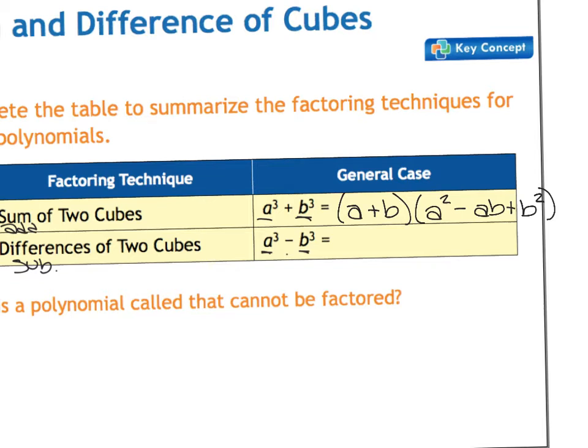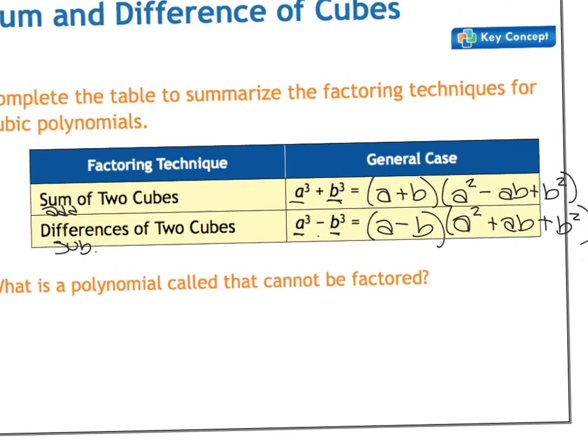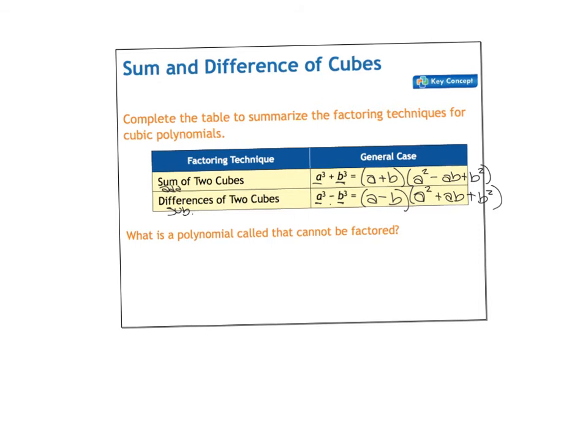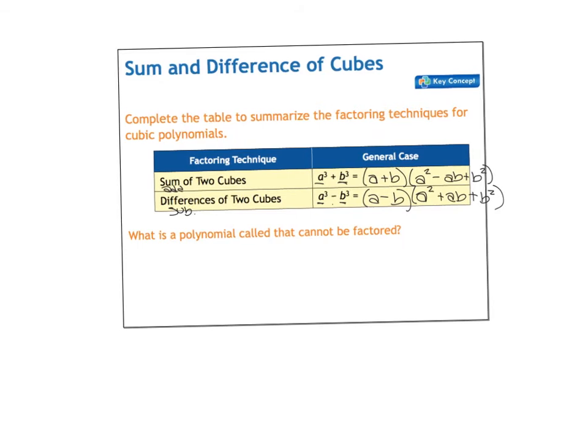Now the difference of two cubes is very similar, except here we have a minus b, and then in the second set of parentheses, we have a squared plus ab plus b squared. All right, so we're going to use these formulas. And lastly, sometimes we just won't be able to factor a polynomial. It just won't be able to be factored, and that we call prime. So if we couldn't factor something, we'd just write prime underneath it.